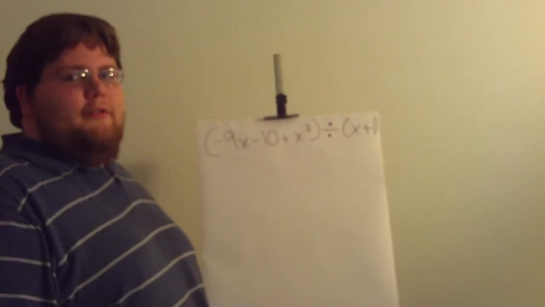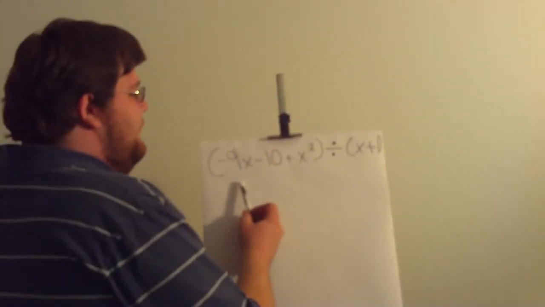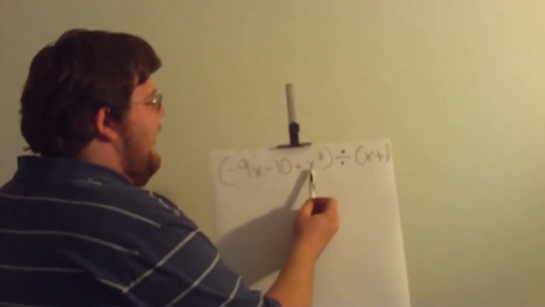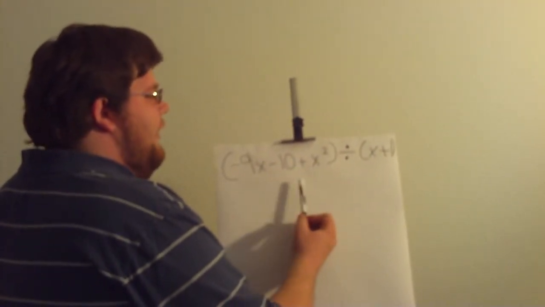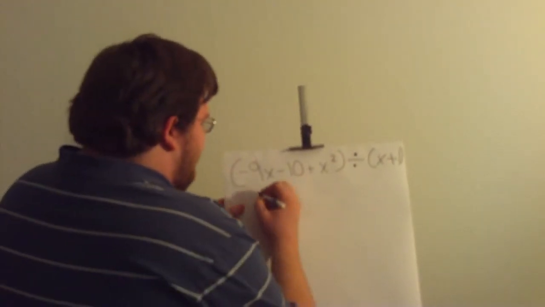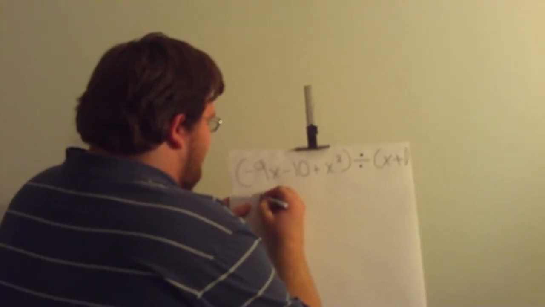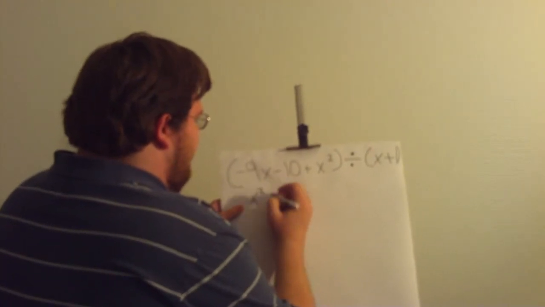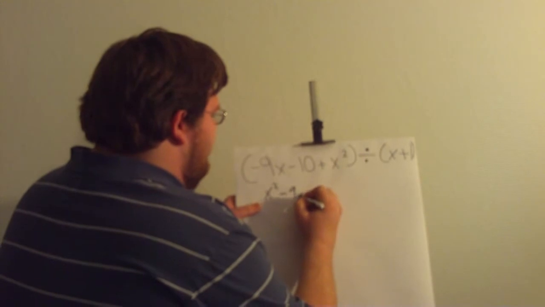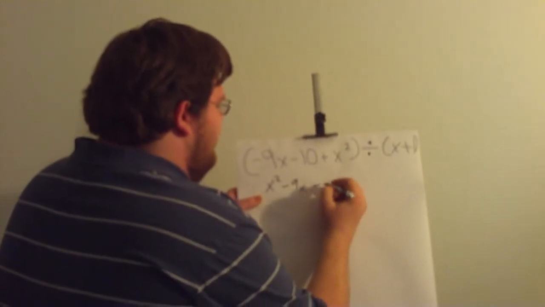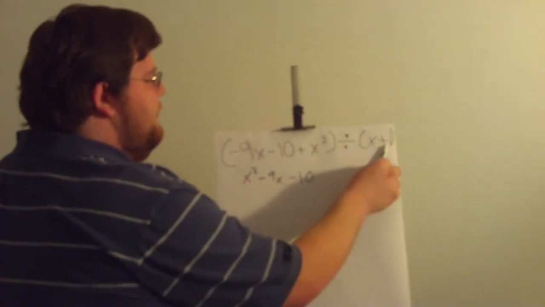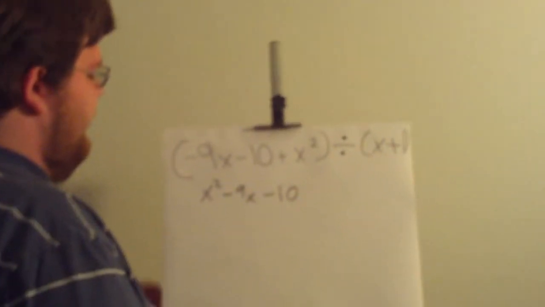In order to divide this using long division, we must first put it in descending order. And we do that by looking for the highest powered x's going down. Now x squared would be our highest power. So we put x squared minus 9x minus 10. And of course, x plus 1 will be our divisor.